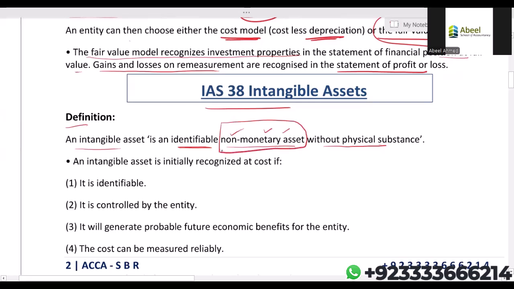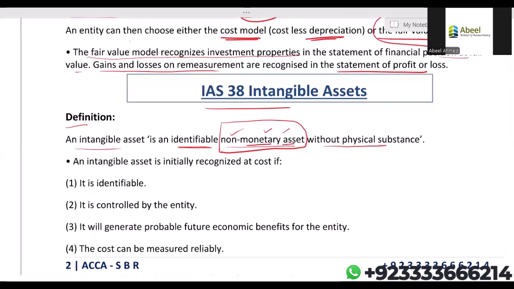Non-monetary means where fixed cash is not determinable. Now, what do you mean by this? Let me explain. Try to understand the meaning of monetary asset. That will help you to understand non-monetary asset. Actually, when we say monetary asset, monetary means where fixed cash is determinable.